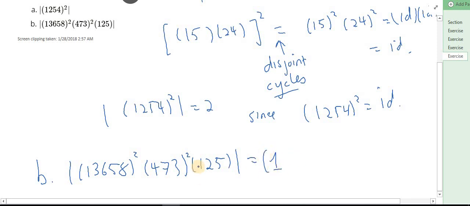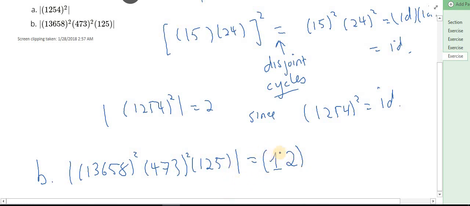Starting with 1, this permutation takes 1 to 2. Then 2 under this permutation doesn't do anything because there's no 2 in there. Under this permutation also doesn't do anything. So 1 goes to 2. All right, let's see what 2 goes to. 2 goes to 5. 5 under this permutation doesn't do anything. 5 under this permutation goes to 8, but I've squared it, so 5 goes to 8 goes to 1. So that goes back to 1. I have a transposition, close it off.